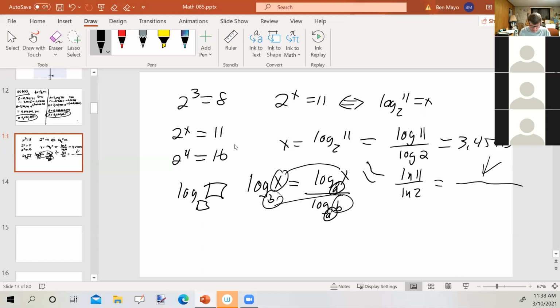Okay? Now, log base 10 of 11 does not equal the natural log of 11, but the ratio of this to that is the same as the ratio of this to that. But you've got to use the same base, either both base 10 or both base e. All right. So now I'm going to look at some examples from 11.6.